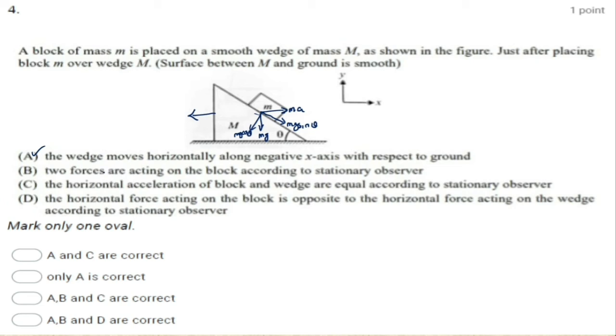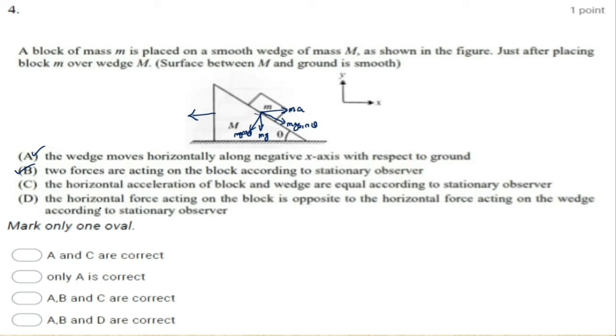Now the second option: two forces are acting on the block according to a stationary observer. That's correct only, no? When an observer is watching from outside, he can see only two forces. Which are the two forces? One is mg and the other one is the normal reaction force. So option B is also correct.